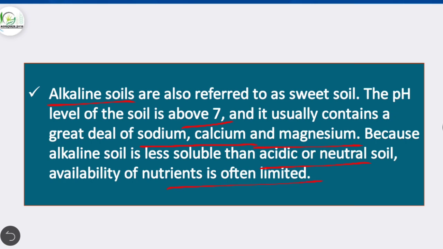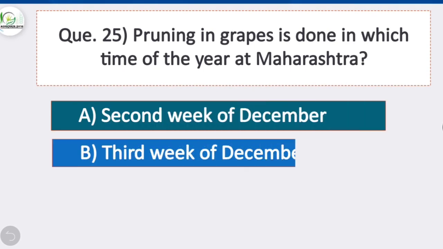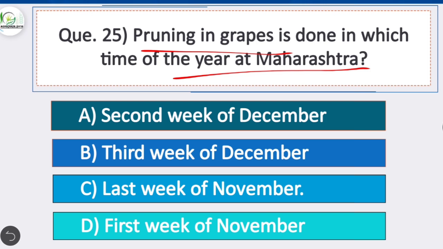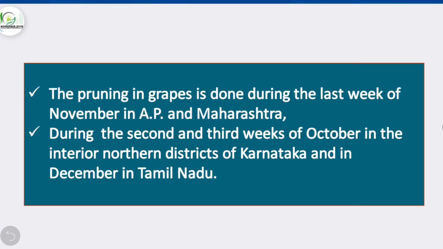Next question, question number 25. Pruning in grapes is done in which time of the year in Maharashtra? Option C is correct, last week of November. The pruning in grapes is done during the last week of November in Andhra Pradesh and Maharashtra, during the second and third week of October in the interior northern districts of Karnataka, and in December in Tamil Nadu.